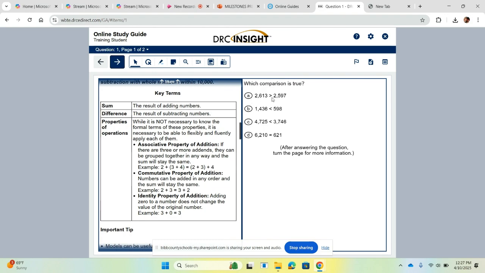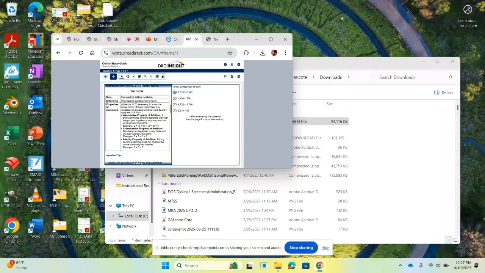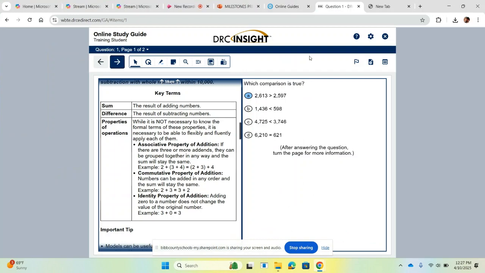2006-13 is greater than 2005-97. 1436 is less than 598. 4725 is less than 3746. And then 6210 is equal to 621. Well, we know what, parents? We know. Exactly. I may need to lower this just a little bit to make sure that we are moving quickly.